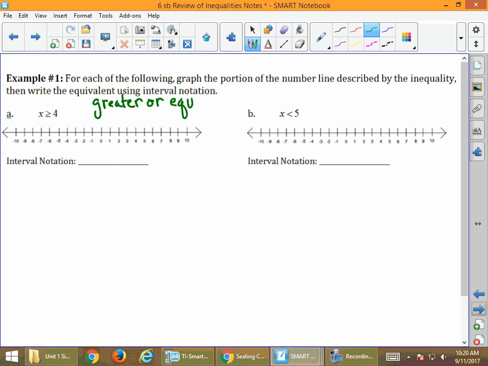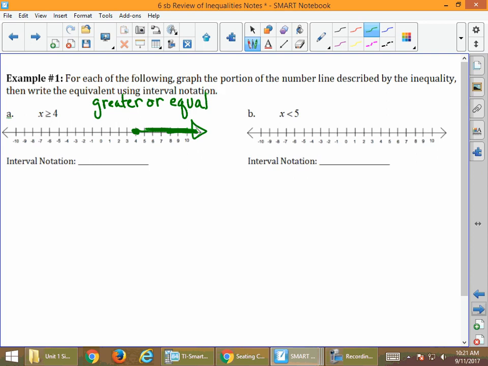In terms of the symbol that's written in between the x and the 4, I want to identify that. But what kind of dot are we going to have on the 4? An open circle or a solid circle? It's going to be solid. There's an equal in here, so it's going to be solid. And then we want everything that's greater than or equal to, so we're going to go this direction. And hopefully that's a familiar idea for you.